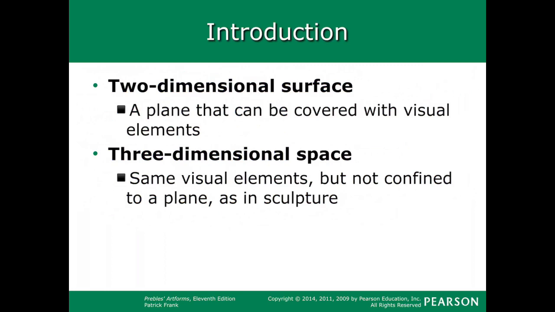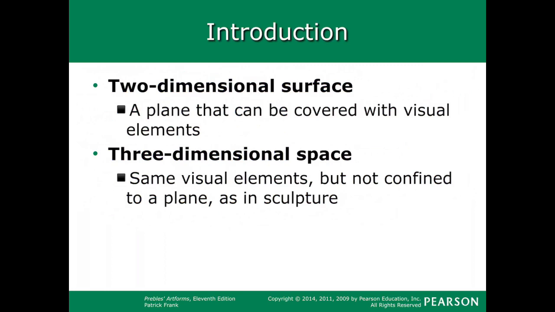When it comes to a 2D surface, it is a plane that can be covered with visual elements. So think of a plane that is flat, a flat surface where we are looking at the whole image at one time. Something like a piece of paper or a canvas used for painting. You can think of a computer screen. That too is actually a 2D surface.